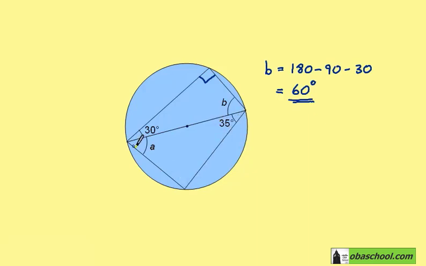Now consider that this angle here also stands on the diameter, so is also 90 degrees. We want A, and the three angles must add up to 180 degrees. So A is 180. Take away the right angle, take away 35 degrees, which is 55 degrees.